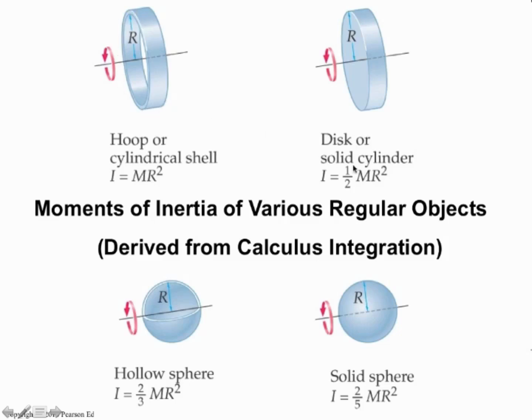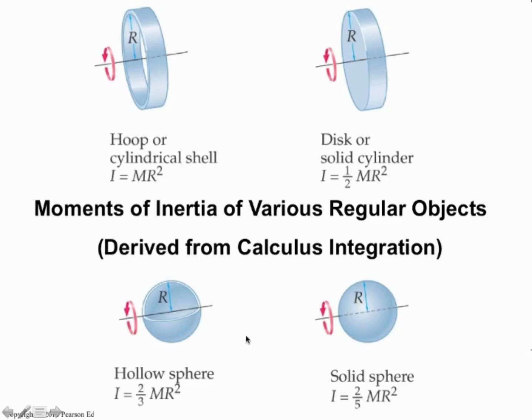Now, if you look at the disk over here on the right, 1/2 mr squared, it has a smaller moment of inertia because more of the mass is closer to the axis of rotation. Looking down here, the hollow sphere has a moment of inertia of 2/3 mr squared, whereas the solid sphere has a moment of inertia of 2/5 mr squared.